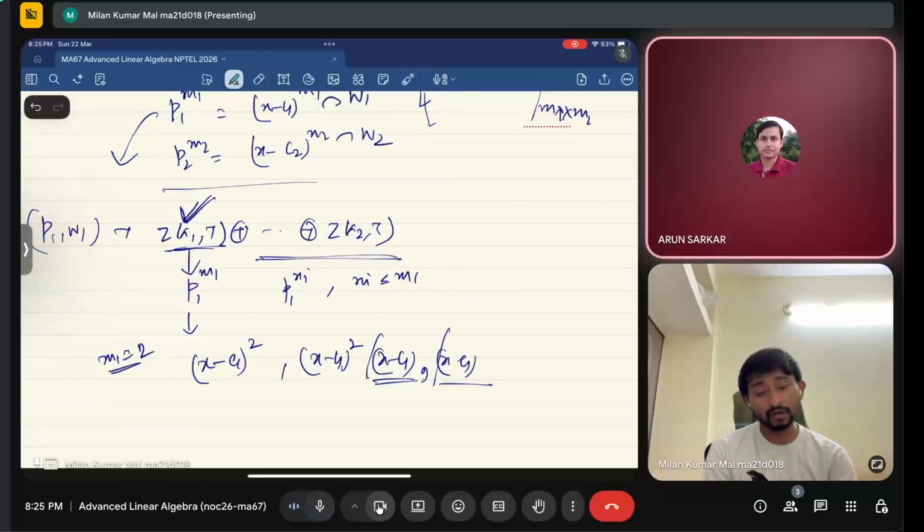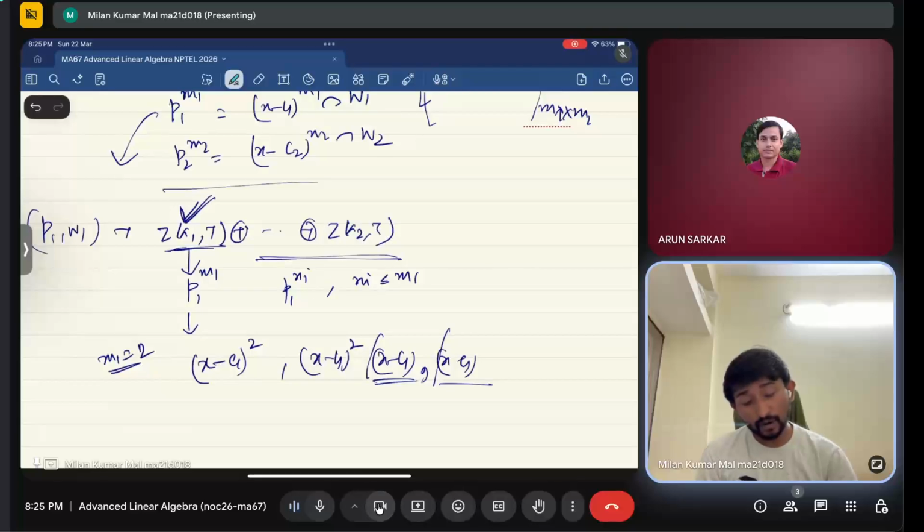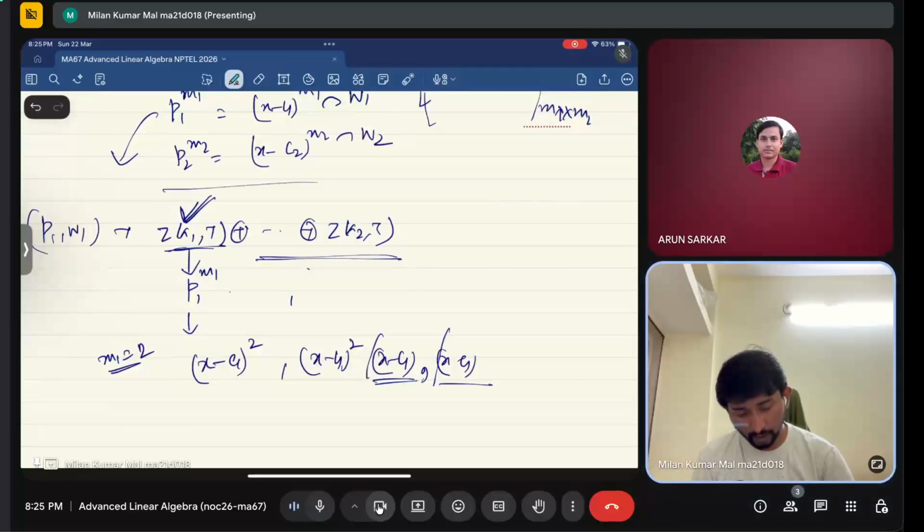But whatever the next one will be, the powers are this first P1 to the M1, and so on, all the way to P_r to the N_r. Here N1 has to be exactly N, and that is R1, which I have taken from the primary decomposition, and all the others will be less than or equal to N1.